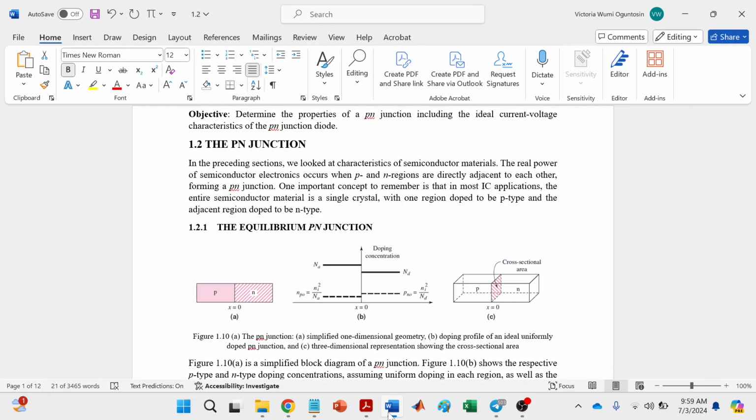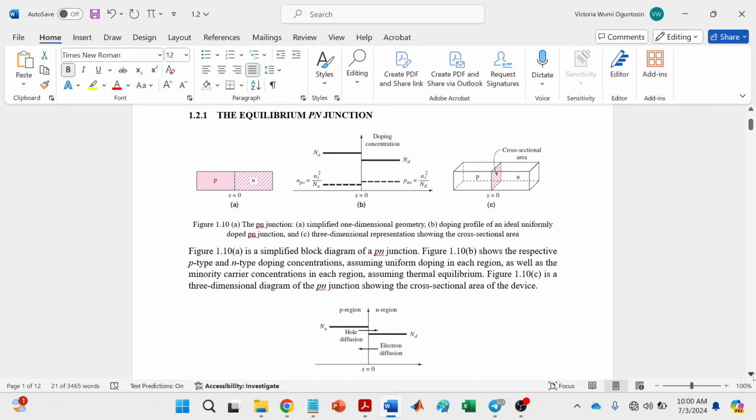Talking about the PN junction, we've looked at the P and the N regions separately in the last class, but the real power of semiconductor electronics comes when we actually combine the P and N regions together to form the PN junction. One thing to note is that you have an entire semiconductor material in a single crystal. One region is doped to be P type, and the other region is doped to be N type. We'll now consider the equilibrium PN junction.